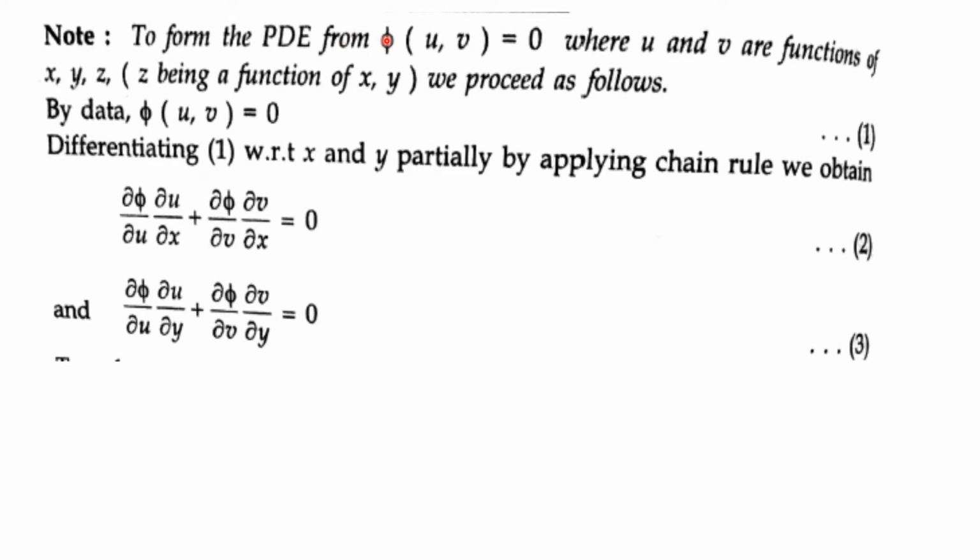So that will be dou phi by dou u into dou u by dou x plus dou phi by dou v into dou v by dou x equal to 0. Next, dou phi by dou u into dou u by dou y plus dou phi by dou v into dou v by dou y equal to 0. So here phi is a function of u, which is a function of x; phi is a function of v, which is a function of x; and likewise for y.